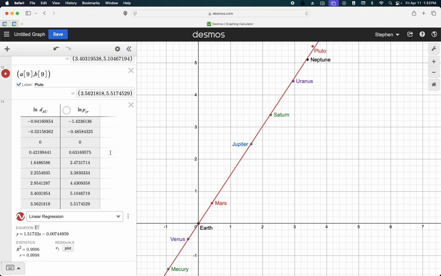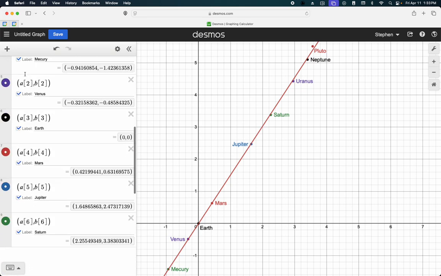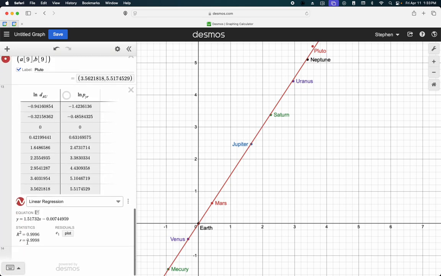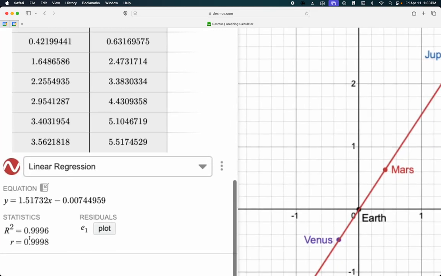Is that one of the reasons Pluto isn't a planet? Because it screws up the linear regression. So you know what? If we took out Pluto, it would be a perfect fit. Okay. So I wrote this down on my notes to talk about separately.